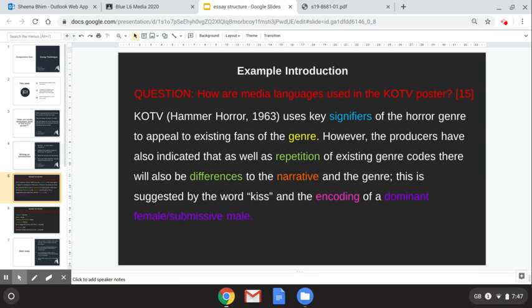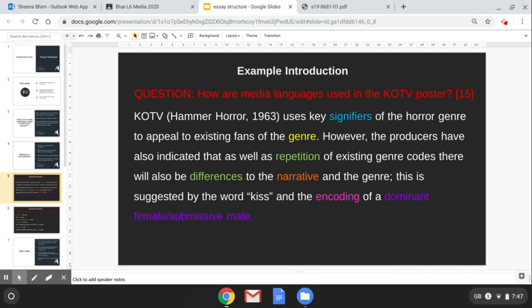Okay, so an example introduction. For the question, how are media languages used in the Kiss of the Vampire poster for 15 marks? Let's demonstrate. So Kiss of the Vampire from Hammer Horror in 1963. So there I am naming the text straight away. Uses key signifiers of the horror genre to appeal to existing fans of the genre. So there I've given my main argument. They want to appeal to existing fans of the genre.